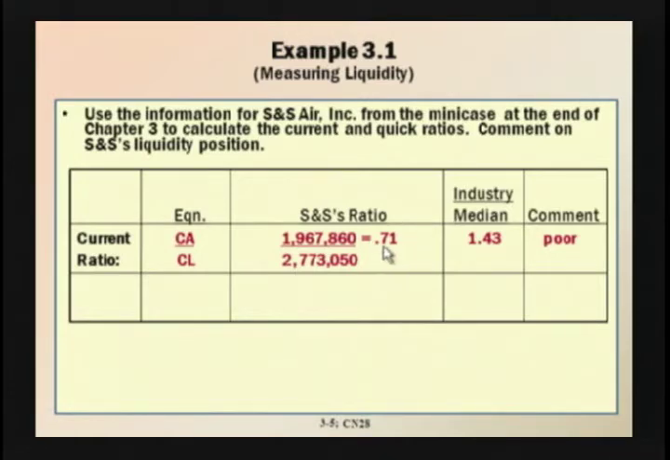And S&S Air has a current ratio of 0.71 or 71%, meaning for each dollar in current liabilities, the firm has 71 cents of current assets. The industry median is a little more than twice that at 1.43. So obviously that is not a very good sign about S&S Air's liquidity. It has about half the current ratio that the industry has when looking at that median number. So I would say that S&S Air's liquidity position as measured by the current ratio is certainly poor.